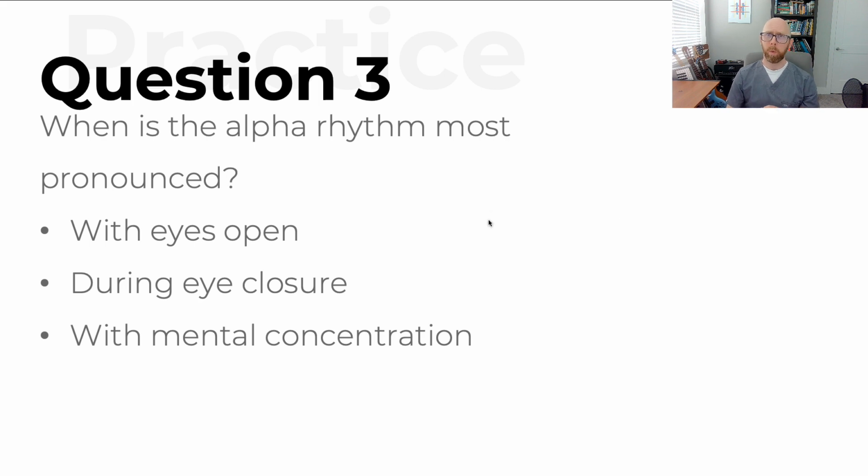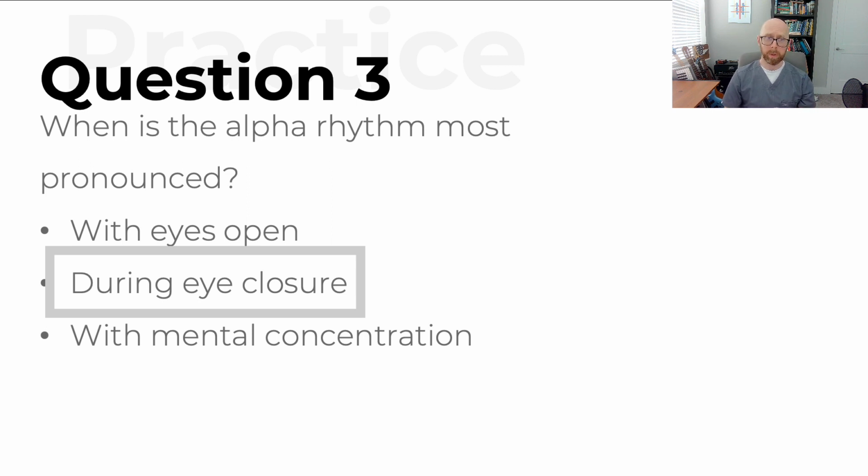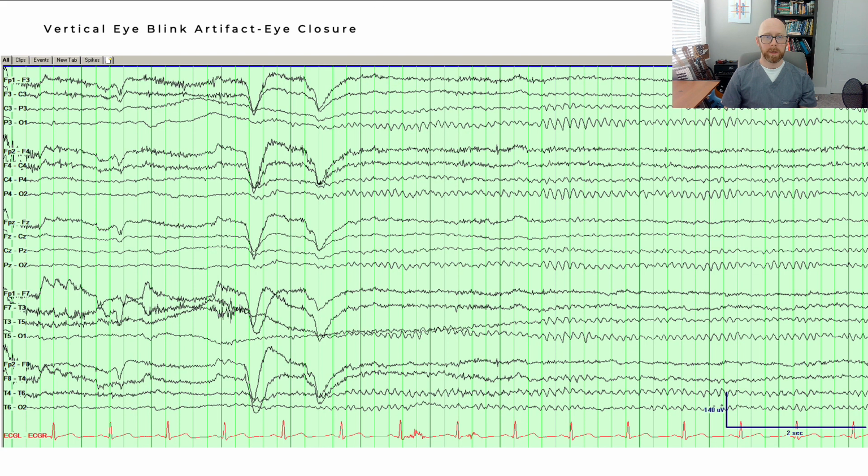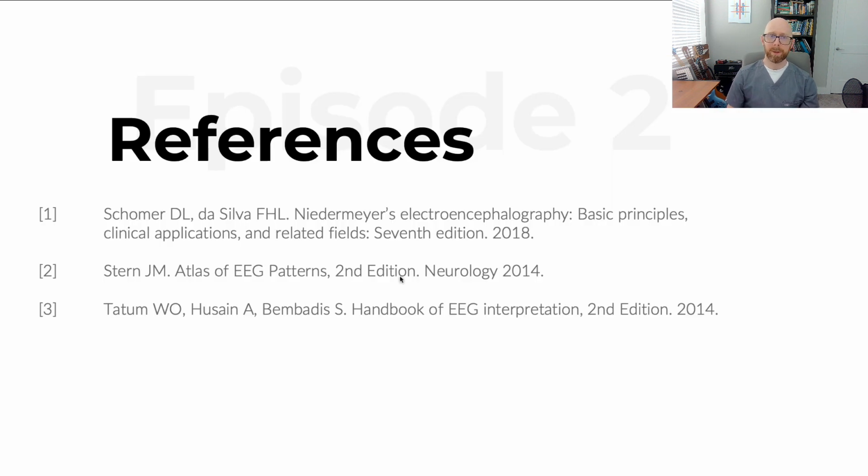Question 3. When is the alpha rhythm most pronounced? With the eyes open, during eye closure, or with mental concentration? If you said during eye closure, you'd be correct. Because if you remember, this is a visual system resting state, so you're going to see it best when the patient's eyes are closed. Here's an example again of that. Patient closes their eyes, vertical eye blink artifact, and all of a sudden you see that alpha rhythm. That's reactivity. Okay, here's some references of this, and I hope you enjoyed this lecture.